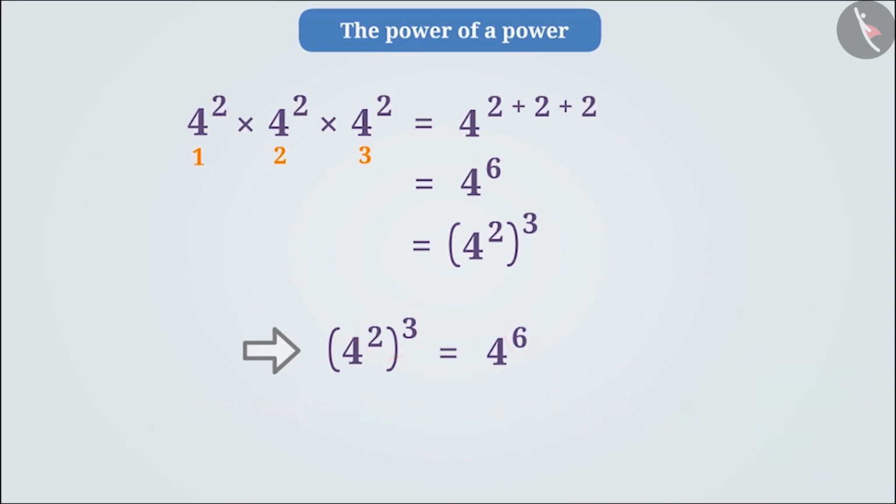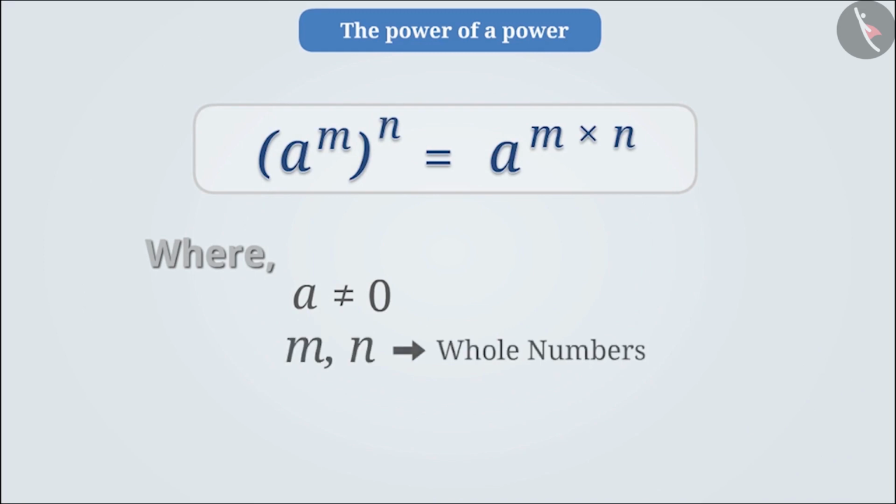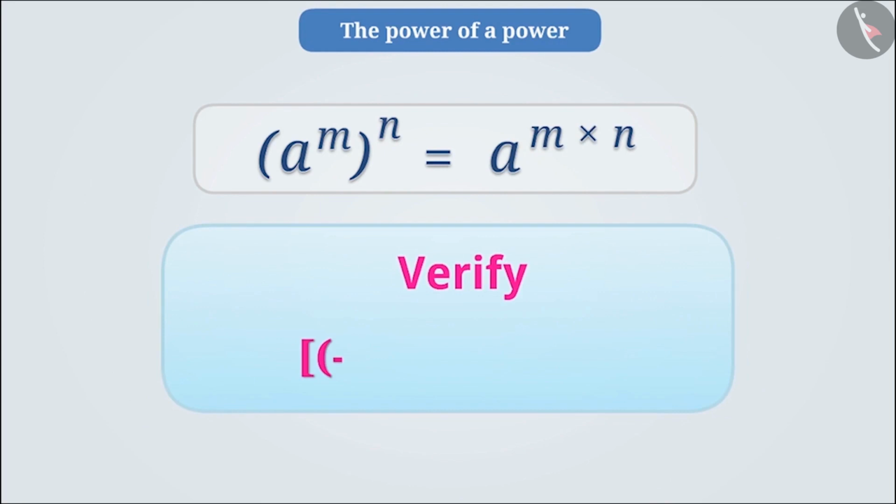Absolutely correct. Here, it will be 2 into 3, which is equal to 6. Therefore, we can broadly say that for a non-zero integer a and whole numbers m and n, a to the power of m, to the power of n, is equal to a to the power of mn. When a power is given, we multiply all the powers and express the result as the exponent of the base. By this rule, verify that minus 5 to the power of 3, to the power of 4, is equal to minus 5 to the power of 12.